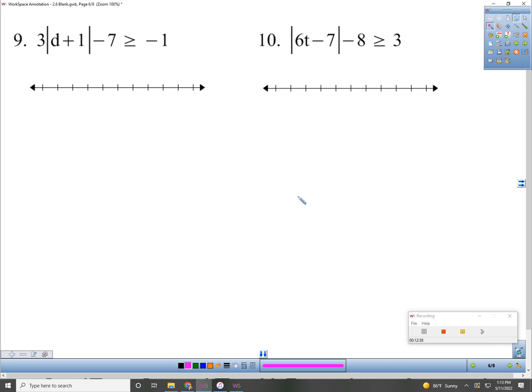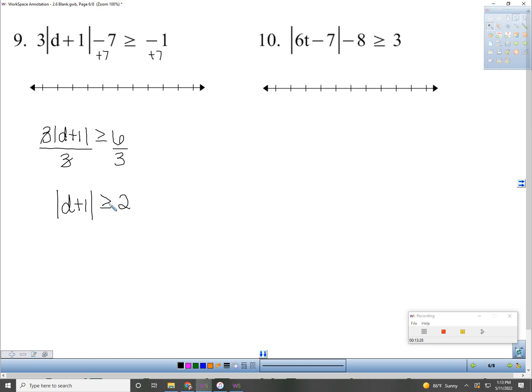All right, number 9. We need to get rid of the negative 7 and the 3. So I'm going to go ahead and add the 7. So I have 3 times the absolute value of d plus 1 is greater than or equal to 6. Divide by 3. So I have the absolute value of d plus 1 is greater than or equal to 2.